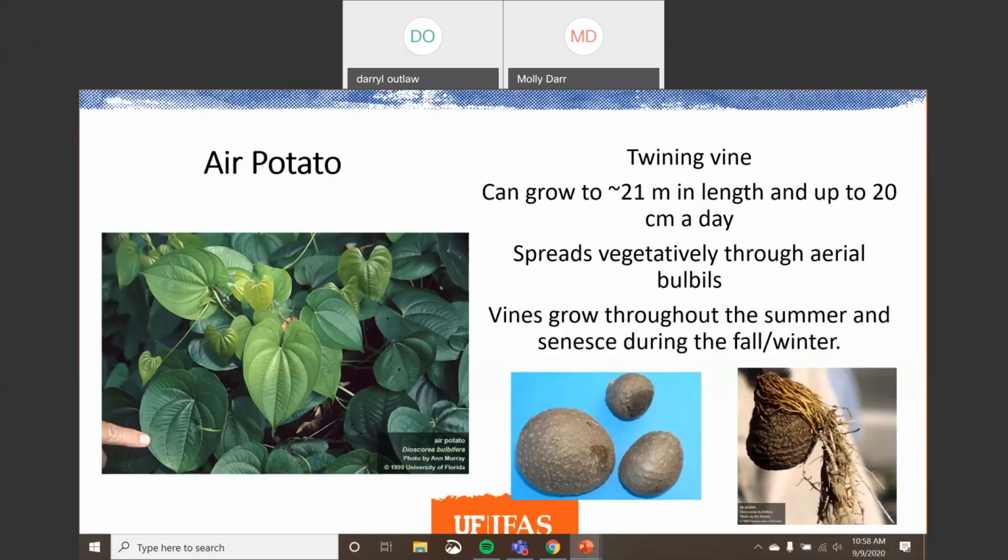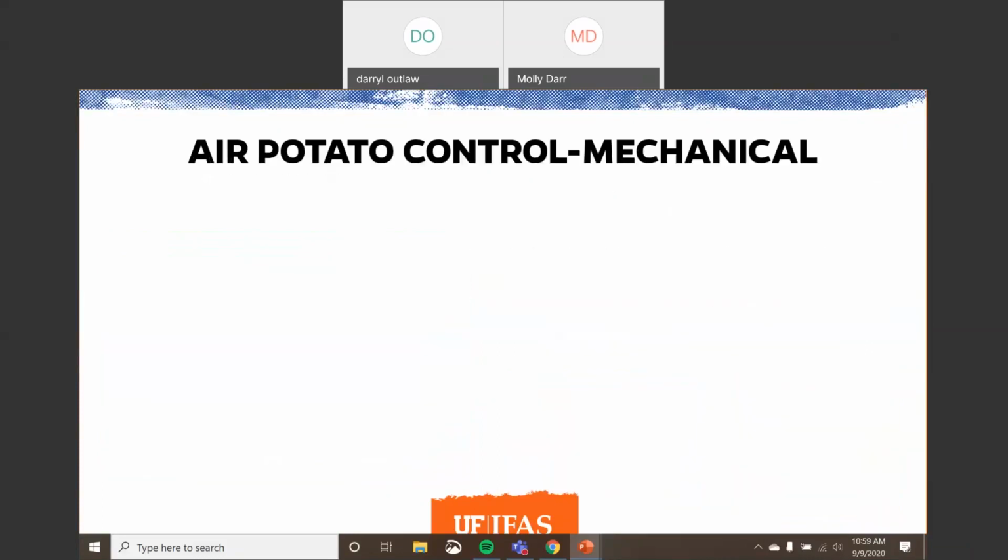Okay, vines grow throughout the summer, and they actually senesce through the fall and winter. So a lot of people do control. The vines disappear in the winter. They think they got it. Come to find out in the spring, they come back up.